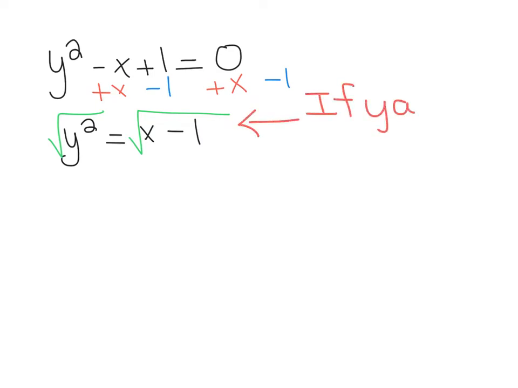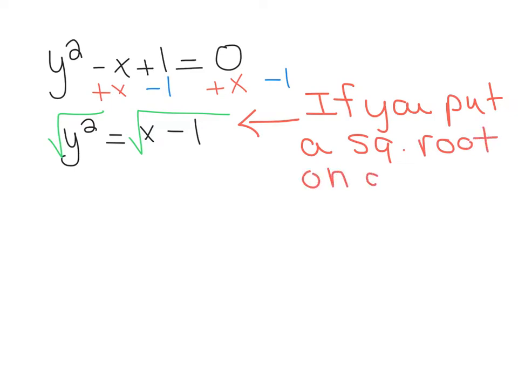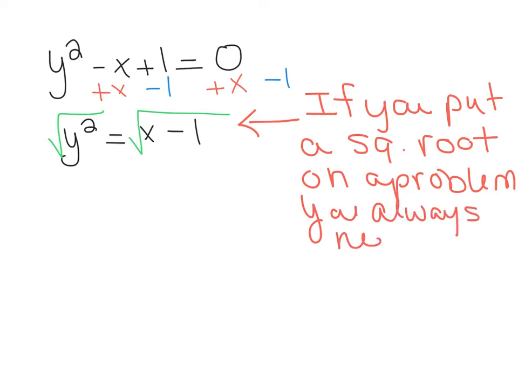If you put a square root on a problem, you always need the plus minus. Because the square root wasn't there to begin with and you've put it on the paper, you have now changed the problem if you just leave it the way it is.